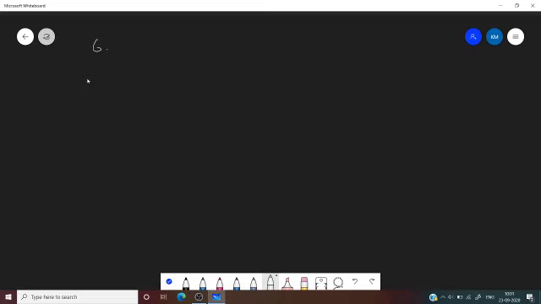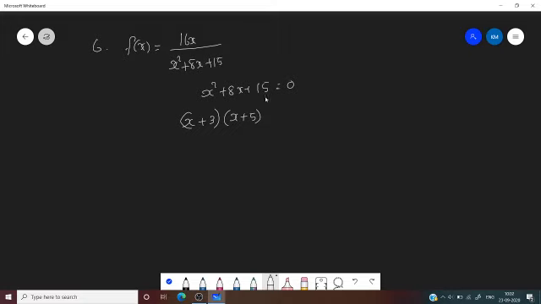Next problem. Check for discontinuity of the function f of x equal to 16x divided by x square plus 8x plus 15. We can factorize the denominator, and this function is undefined where x square plus 8x plus 15 equal to 0. Factorizing, we get x plus 3 into x plus 5 equal to 0, which implies that x equal to negative 3 and x equal to negative 5.